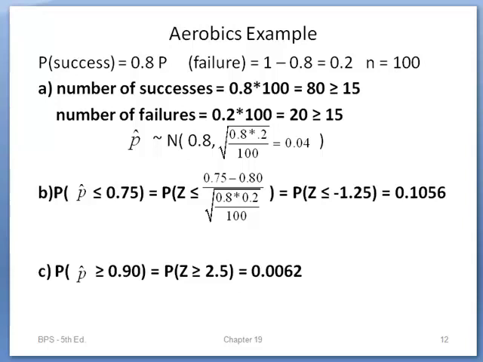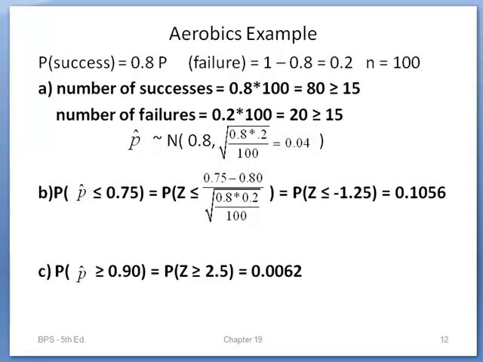So the way that we would describe our distribution is, our sampling distribution of the sample proportion is approximately normal, with a mean of 0.8. Remember, 0.8 was the probability of success. And a success is the probability that the person taking an aerobics class is a female. So the mean of our distribution is 0.8. The standard deviation is the square root of p times 1 minus p divided by n. So that would be 0.8 times 1 minus p, which is 0.2, divided by n, which is 100. And you take the square root of that, which ends up being 0.04.